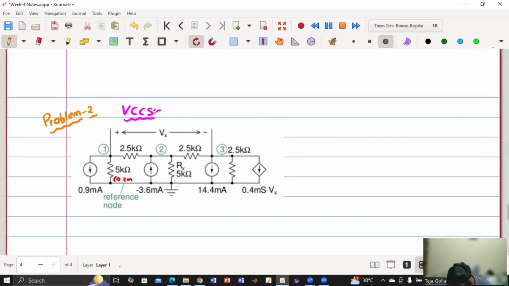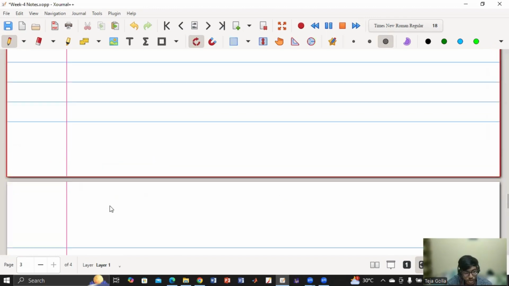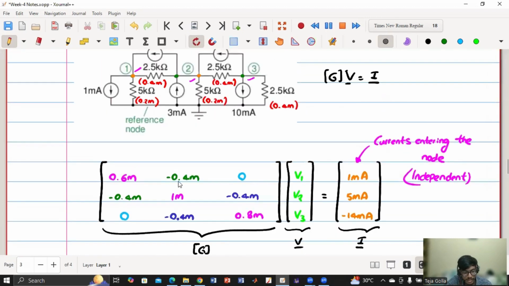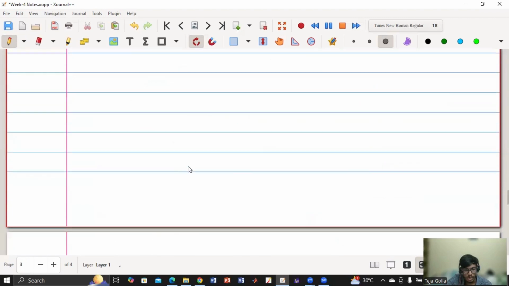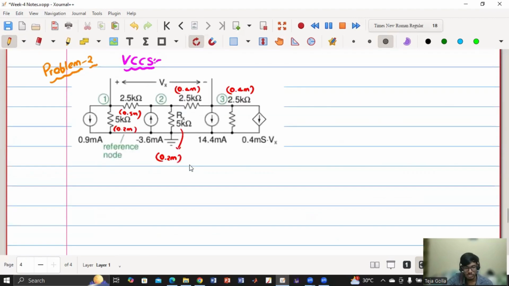0.2 milli, 0.5 milli, and this is again 0.2 milli Siemens, and this is 0.4 milli, and this is also 0.4 milli. So now, how to write the equation at node 1? First one is the diagonal element, then next one is the negative of the conductance between node 1 and 2, and negative of the conductance between node 1 and 3, into V1, V2, V3 equals the current entering the node, right? So instead of writing in the matrix, now we'll write in terms of the equation.